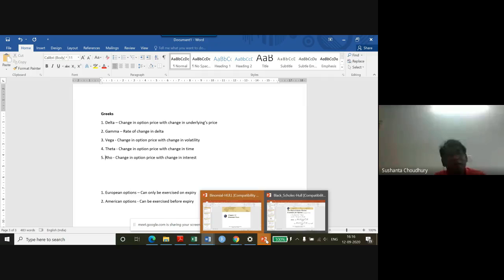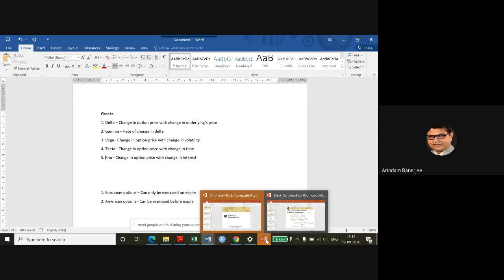So basically, Mr. Banerjee, these are a kind of sensitivity analysis, no? Yes, it is a kind of sensitivity. If we consider that Black and Scholes works, then these Greeks can give us an idea of how the option price will change with a change in the underlying variables. So this is Black and Scholes.